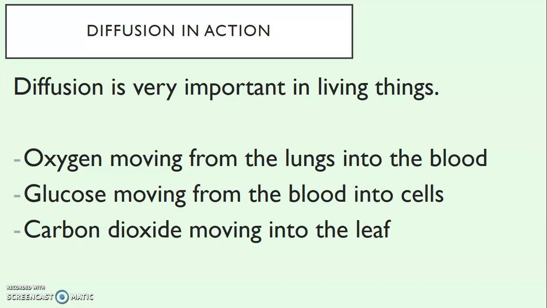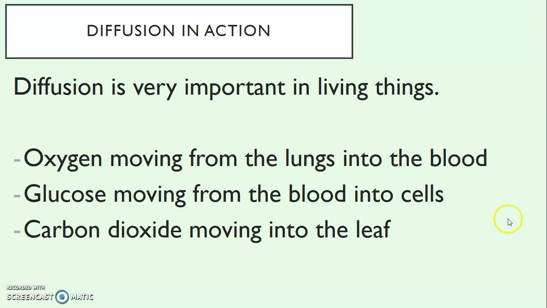Okay, so diffusion is really important in living things. I've put 3 examples down here, but there are quite a few more. These are the 3 main ones. So oxygen moves by diffusion from a high concentration in the lungs to a low concentration in the blood. Glucose will move from blood into the cells where it's needed for respiration. And carbon dioxide will move from a higher concentration in the atmosphere into the leaf.